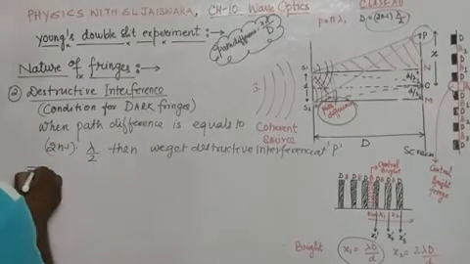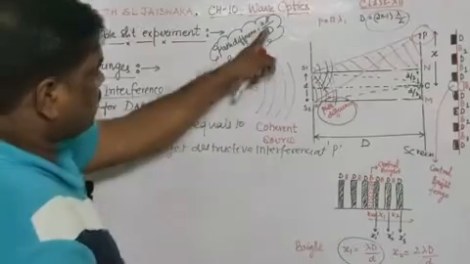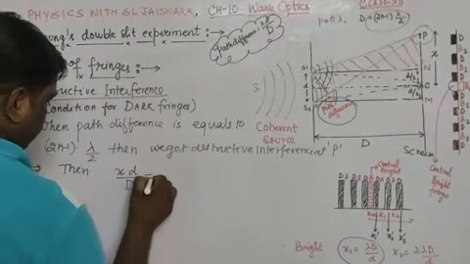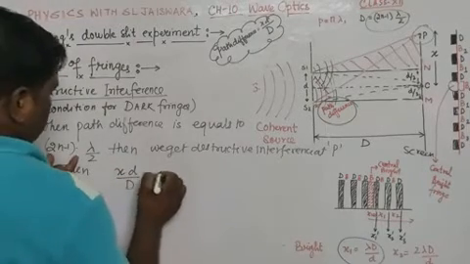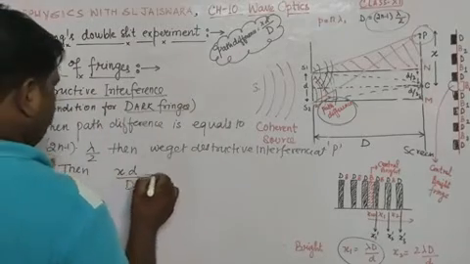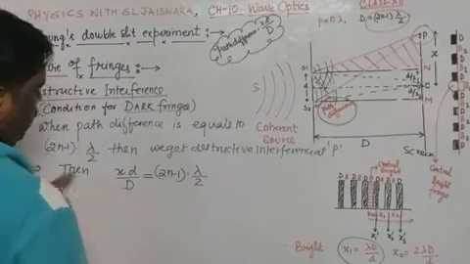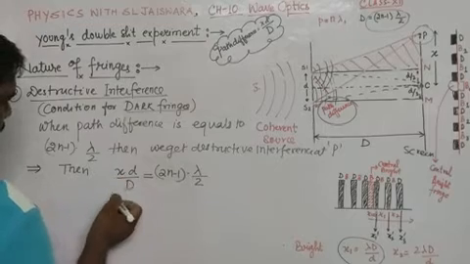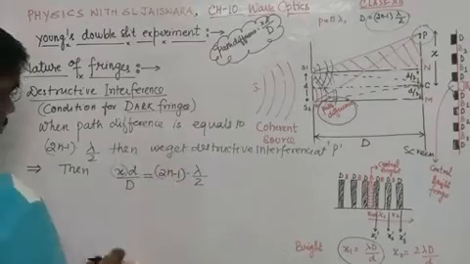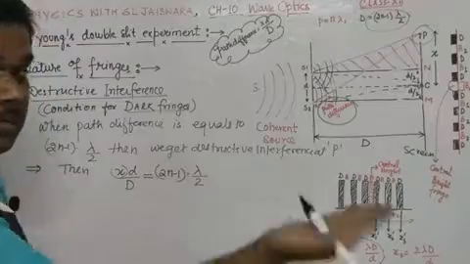Let us further continue. The path difference is x small d upon capital D. For the case of dark fringes, for destructive interference, this will be equal to (2n minus 1) into lambda upon 2. Let us find out the position of dark fringes on this screen. Where will the dark fringes be, like the bright fringes?